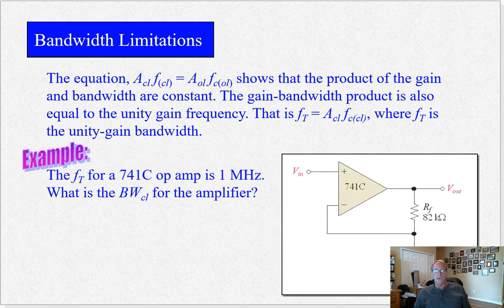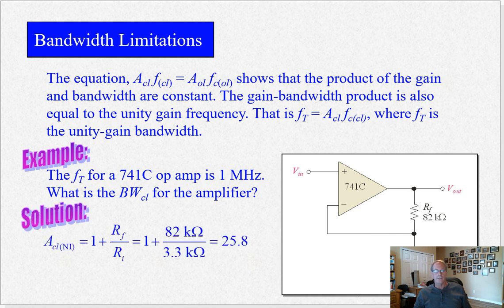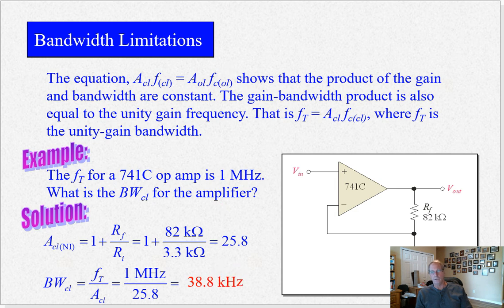So if you have a unity gain bandwidth for a 741 of 1 megahertz, what's the closed loop bandwidth of the amplifier? Well, for this case, 82K divided by 3.3K plus 1 is 25.8. That's the previous example. What do we get? 1 megahertz divided by 25.8. We now have 38.8 kilohertz. Okay? So that's a much more practical number.